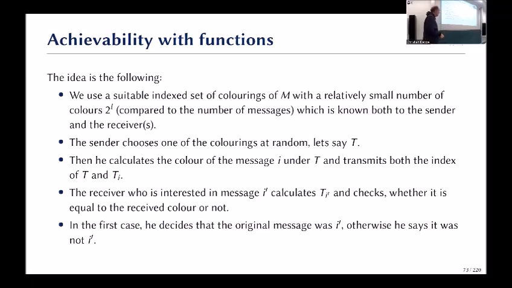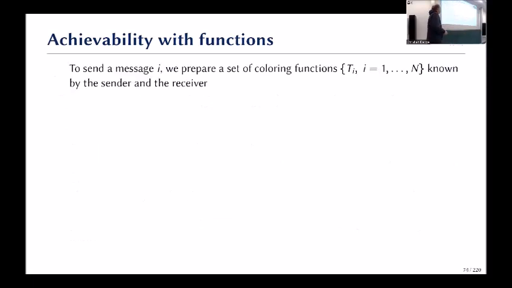Now the receiver has another I prime. He also has a function T(i prime), and wants to know if his I prime is equal to this I. So what he does, he first decodes the randomly chosen message of the sender, puts it in his function and compares the two colors. If they are the same, he says, yes, it was my message. And if they are different, then he says, no, that was not my message.